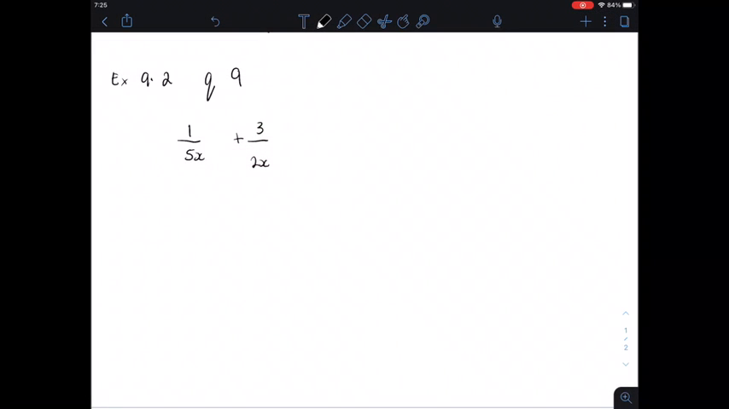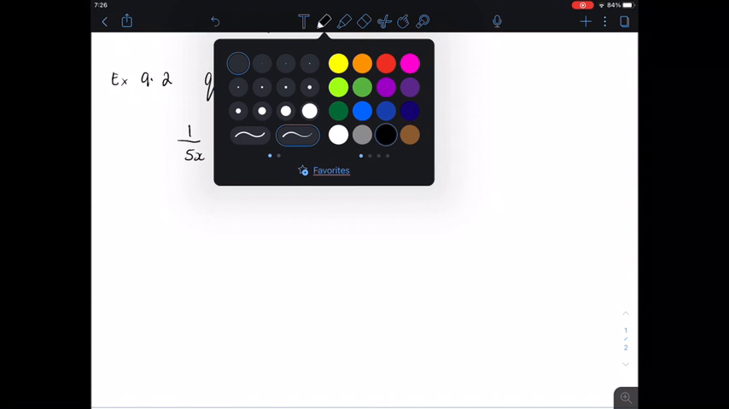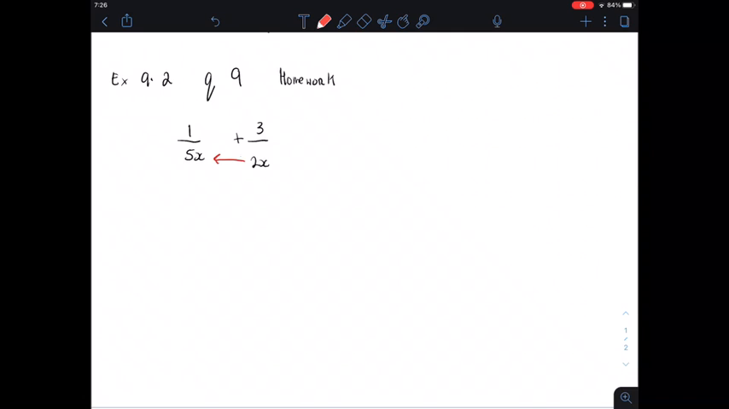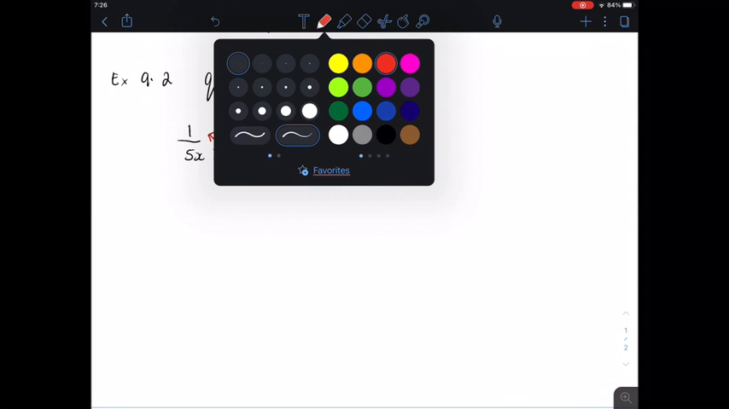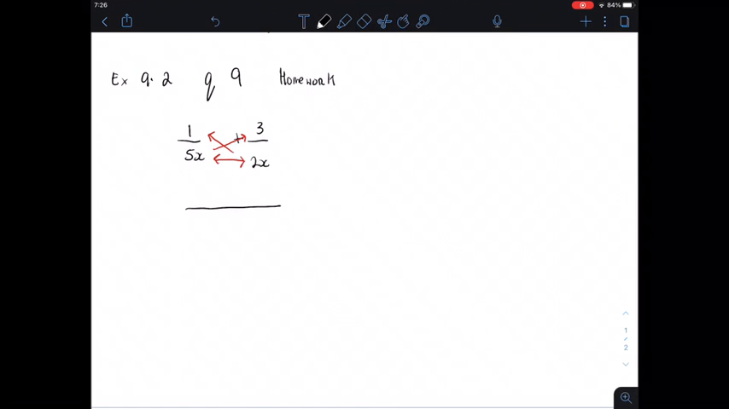Okay guys, let's look at exercise 9.2, question 9. This is your homework solution. You have 1 over 5x plus 3 over 2x. Again, to simplify our fractions, we multiply the bottoms together and we cross multiply to find your new tops. From here we multiply our terms together. This gives us 5x times 2x. And on the top, 2x times 1 plus 5x times 3.